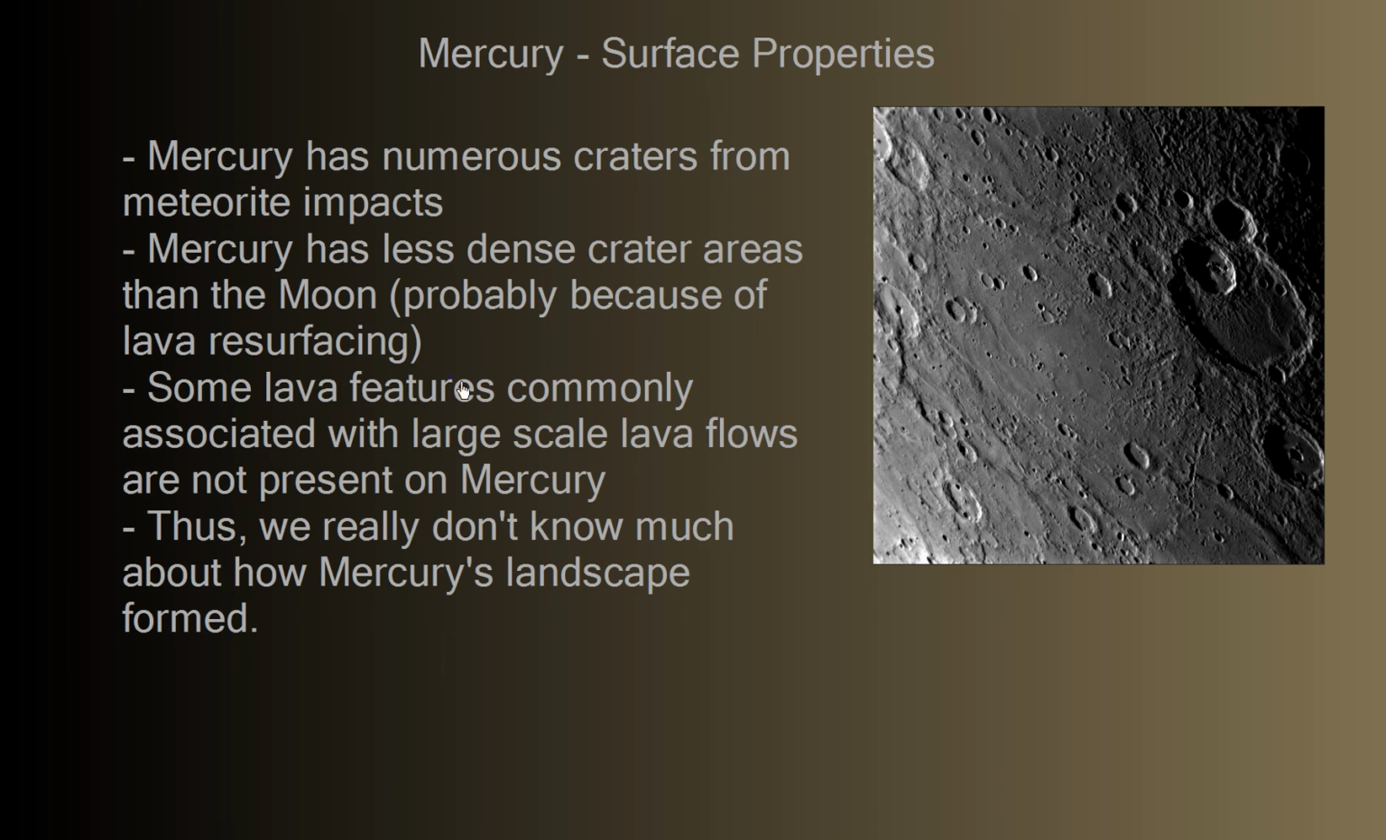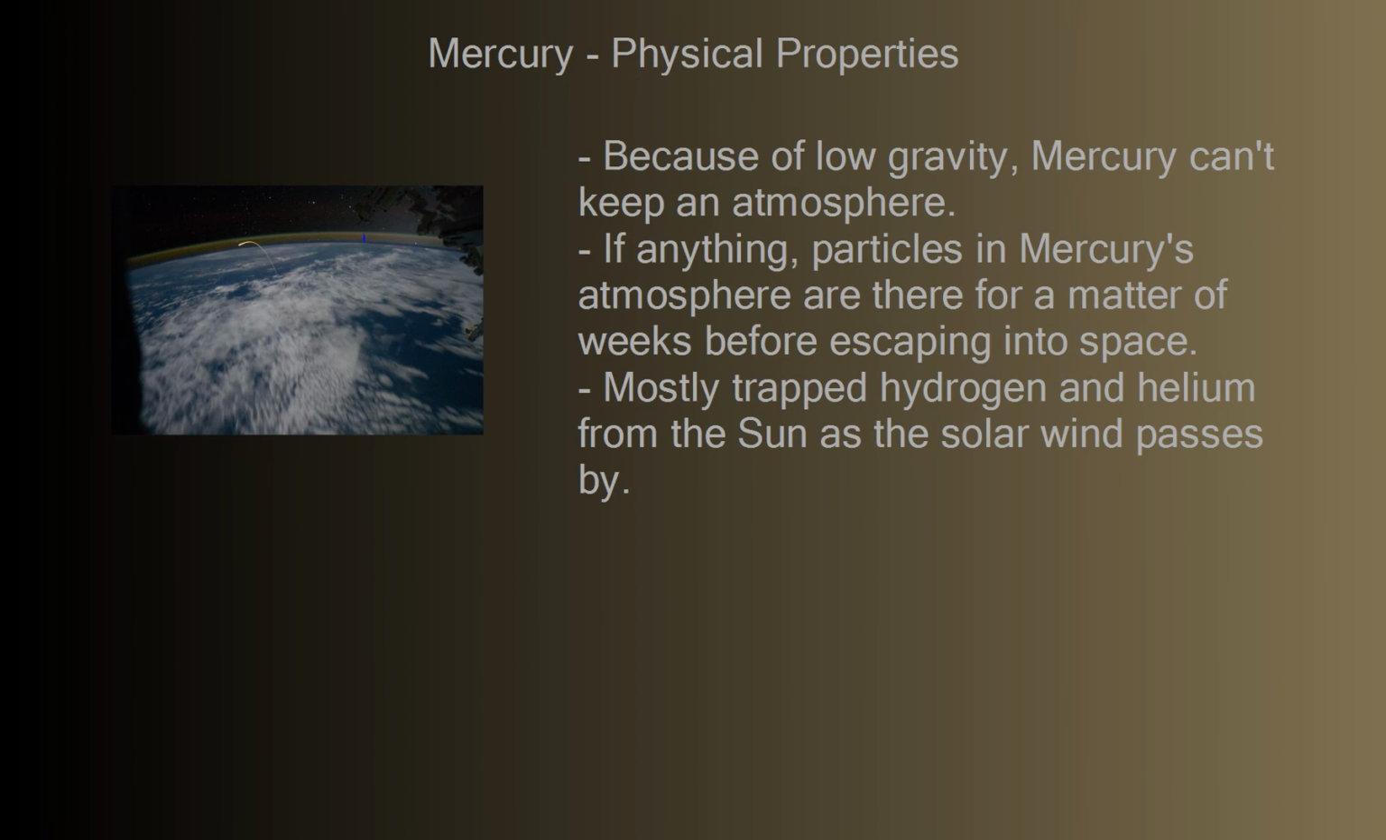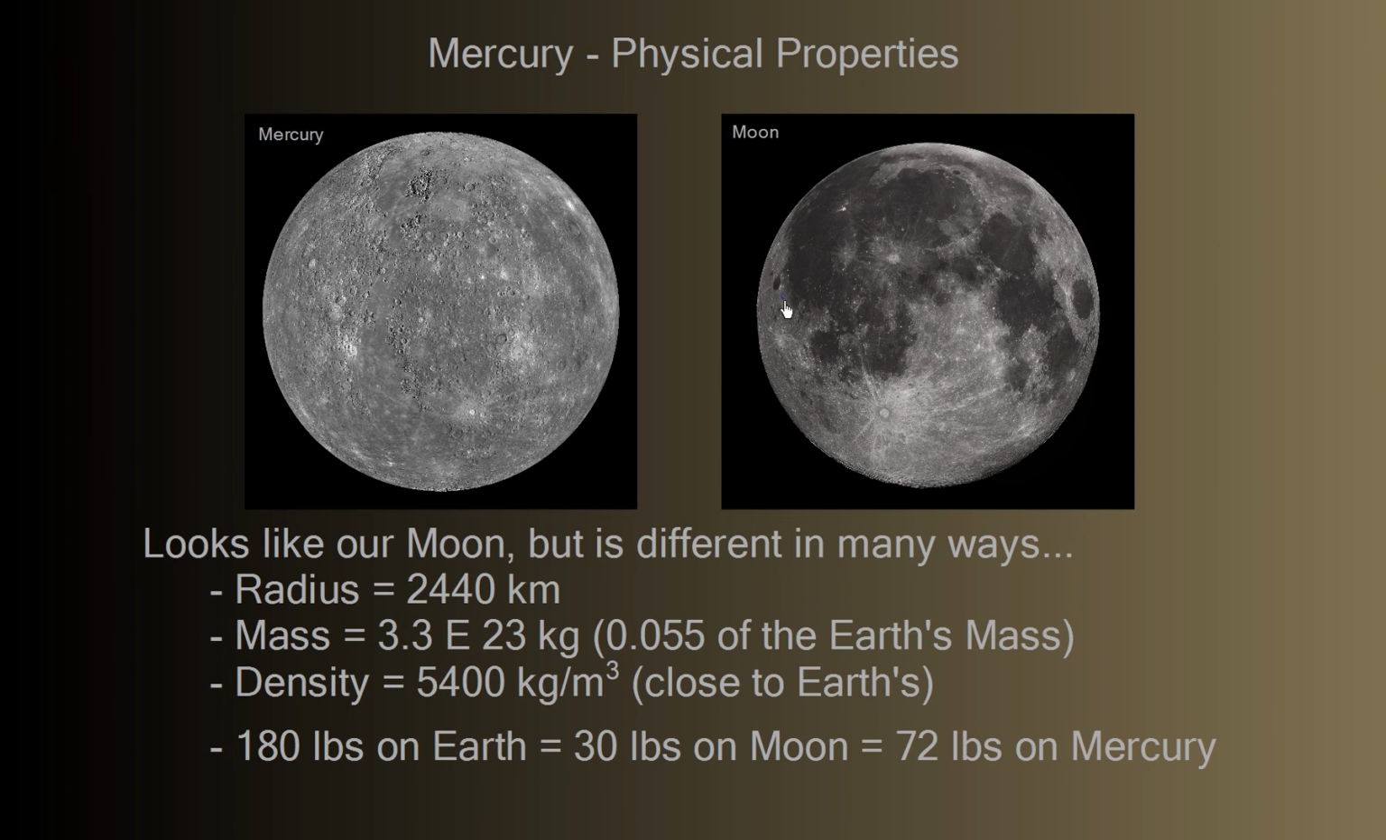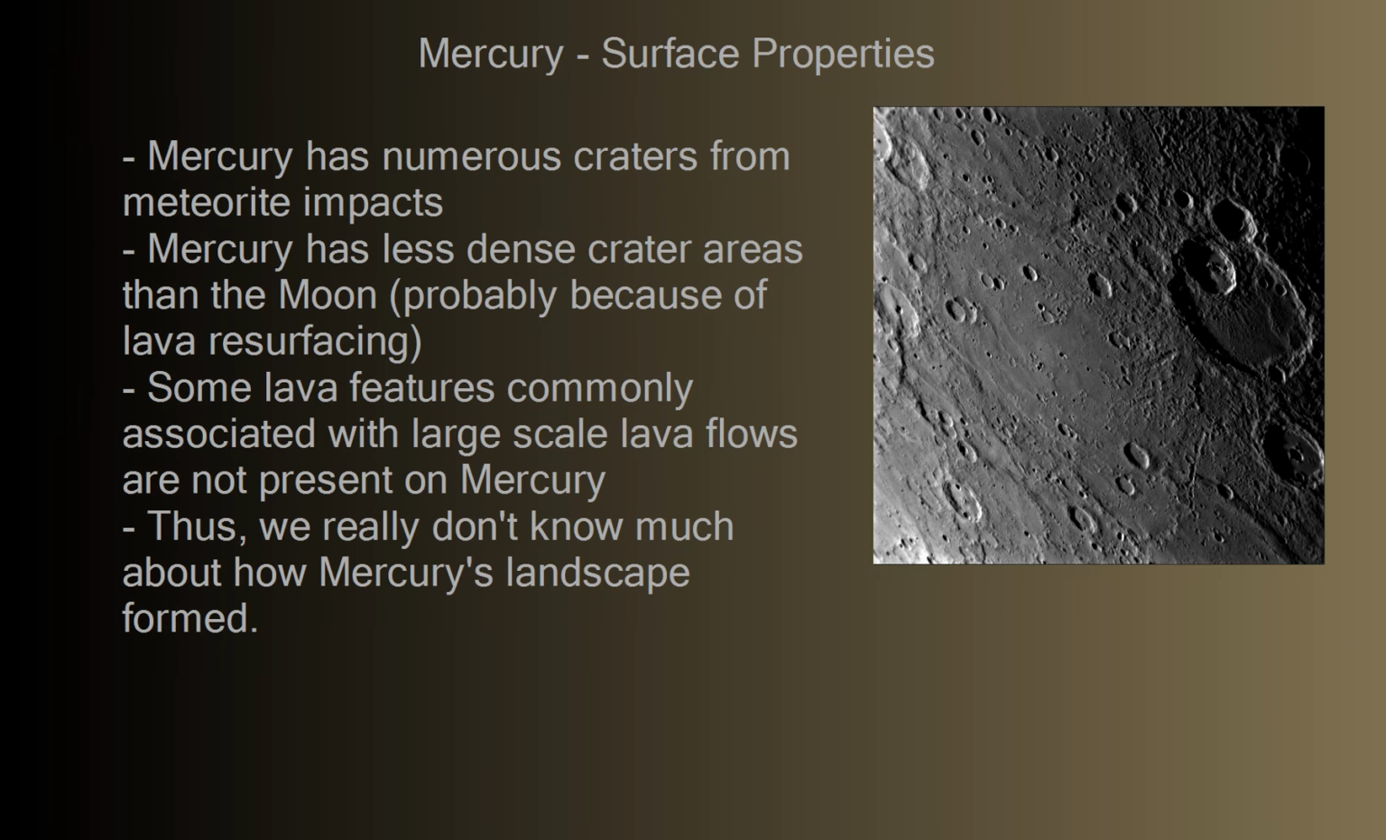Some of the lava features commonly associated with large-scale lava flows are not present on Mercury, such as the Maria that I discussed on the moon here. These might be sort of Maria-ish, but why don't they look like this? It's an interesting puzzle for someone to figure out. But anyway, we don't really know much about how Mercury's landscape formed. It's a pretty big puzzle.